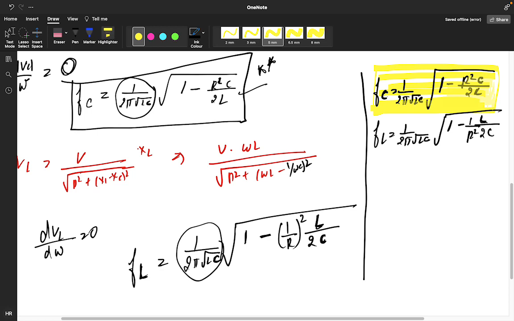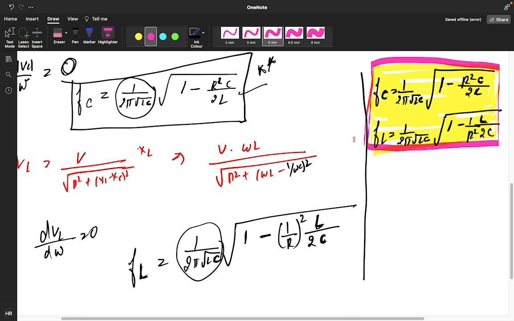So this is a very important result. You need to remember this particular formula, because in the exam they will give you all the things. You will have L, you will have C, you will have R, and they will ask you at what frequency you will get the maximum capacitive voltage. Okay, so Prasanna, you understood this part.